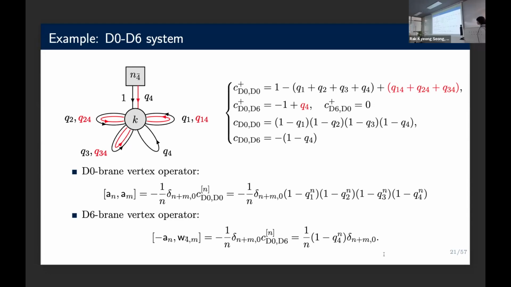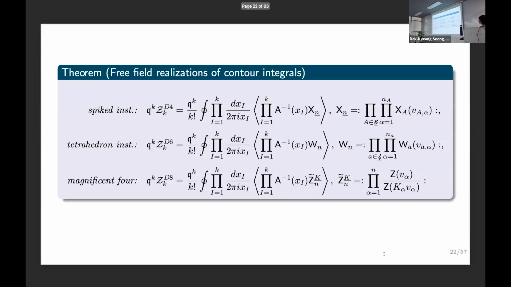Roughly summarizing, the D0 brane vertex operators have this type of commutation relations, and the D6 brane operators will have this type of commutation relations. And if you use these vertex operators, at the end all of the contour integrals of the gauge origami partition functions can be decomposed in this way. So the A inverse has the physical meaning of the D0 brane operators, and the other remaining operators will have physical meanings of the framing nodes of the associated quiver quantum mechanics.